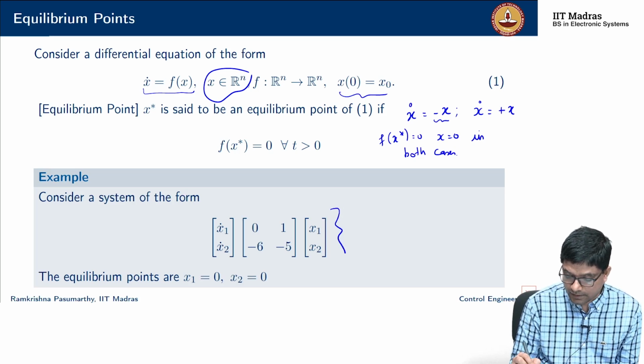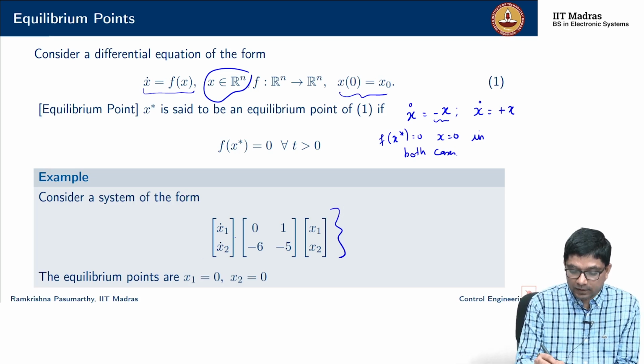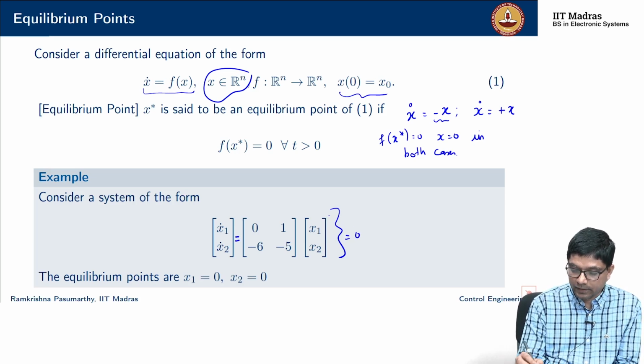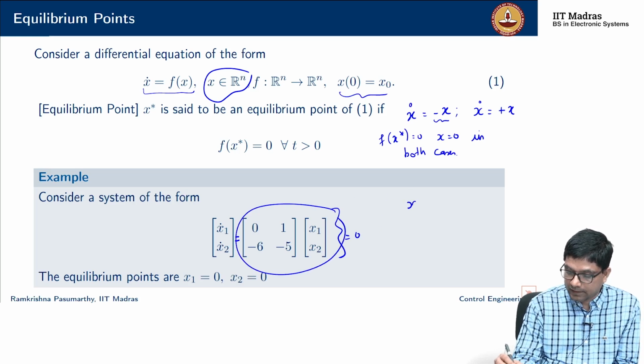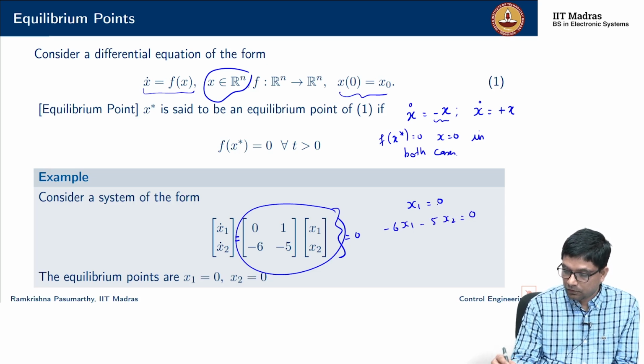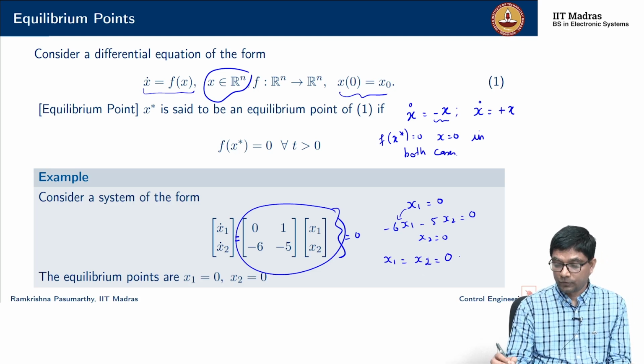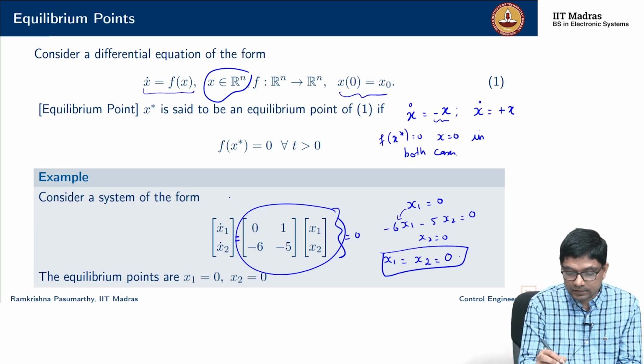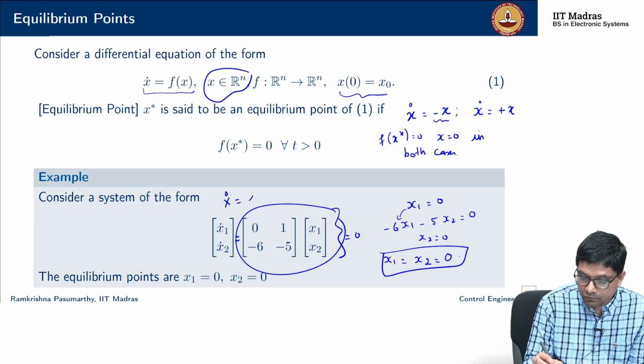Now, with a little more abstraction, if I look at a system like this and I equate the right hand side equal to 0, which means that x1 equal to 0, and minus 6 x1 minus 5 x2 equal to 0. So I put x1 equal to 0, this gives me x2 equal to 0, and therefore the equilibrium point is x1 equal to x2 equal to 0. Again, this is a system of the form x dot equal to A x.